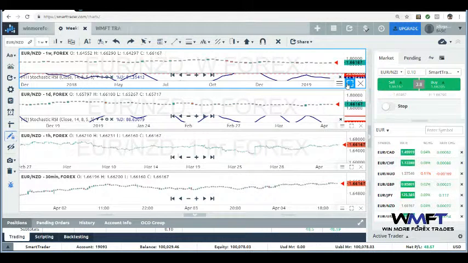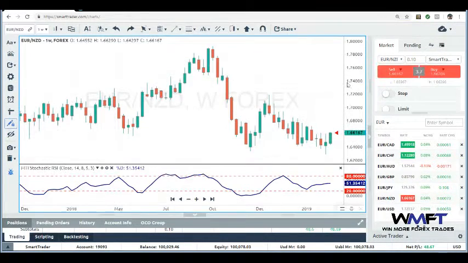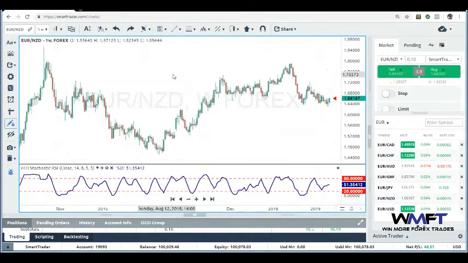All right, Euro NZD. We got our charts up. We got the weekly time frame, daily time frame, 1 hour, and the 30-minute. Weekly time frame, we use this chart for direction. Daily time frame, we use that chart for high and low prices. And the 1 hour chart is where we use our entry strategy. Okay, so let's just go ahead and dive into it.